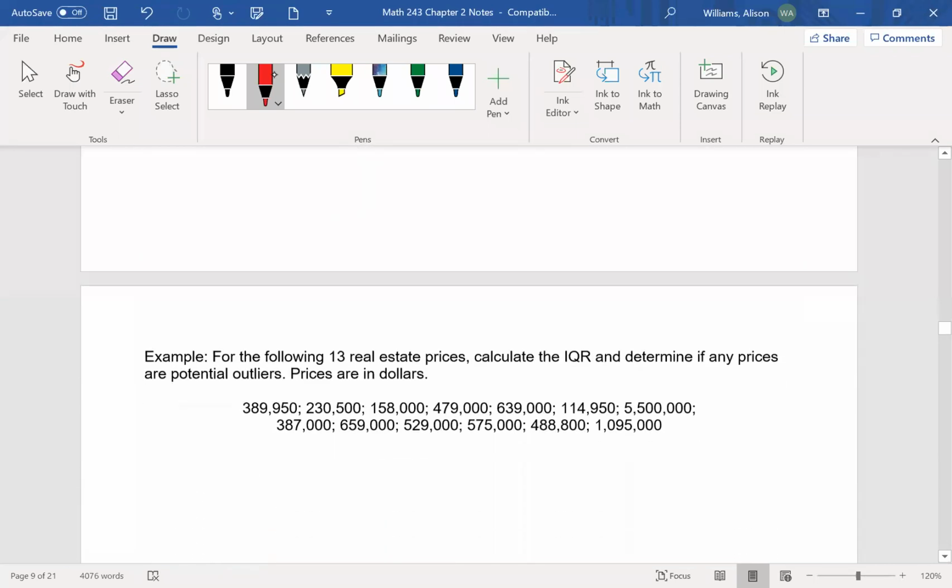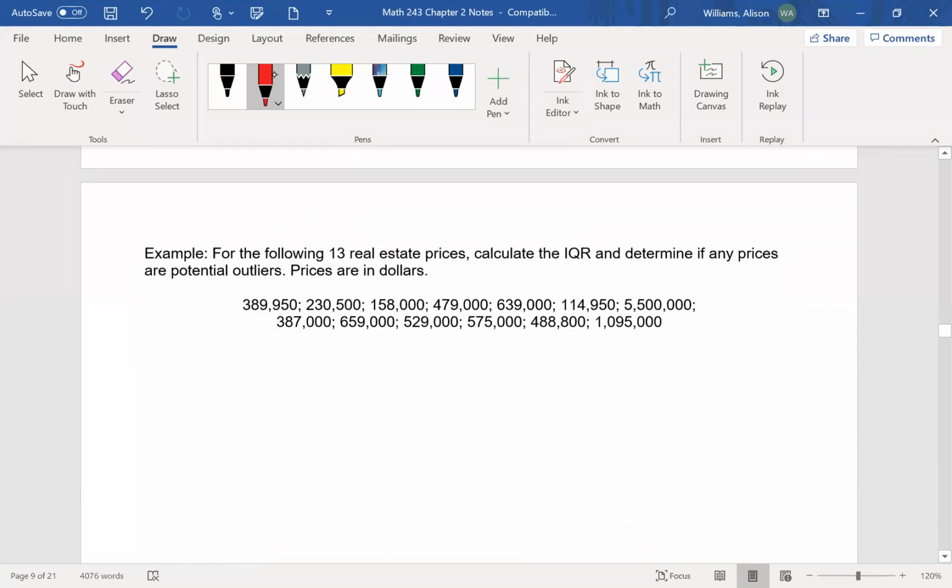All right. Outliers are really frustrating because they can really mess with our data. So let's look at an example here. They want us to see if we have any potential outliers. I'm going to need to find the quartiles, and that means I'm going to need to put it in order because it isn't in order. Smallest data value, 114,950. Then it looks like it's going to be 158,000 after that.